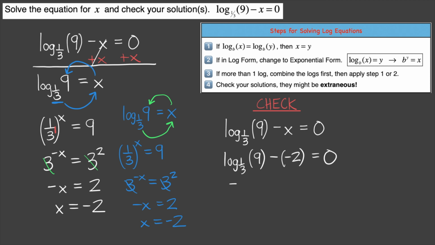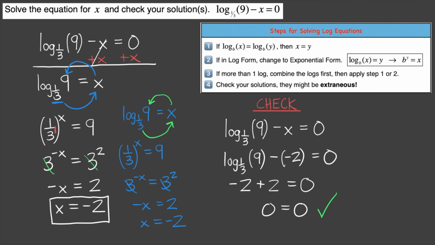So I'm going to plug that in here. So negative 2 minus negative 2, which is really plus 2, equals 0. So now we have 0 equals 0. So that's great. That tells us that when we plug in negative 2 for x here, that was our answer we got originally, that satisfies the initial equation that was given. So I'll put a check mark here. So that tells us that negative 2 here is a solution of our equation. So we can go ahead and box it. So x does equal negative 2, and it is a solution of our initial equation.